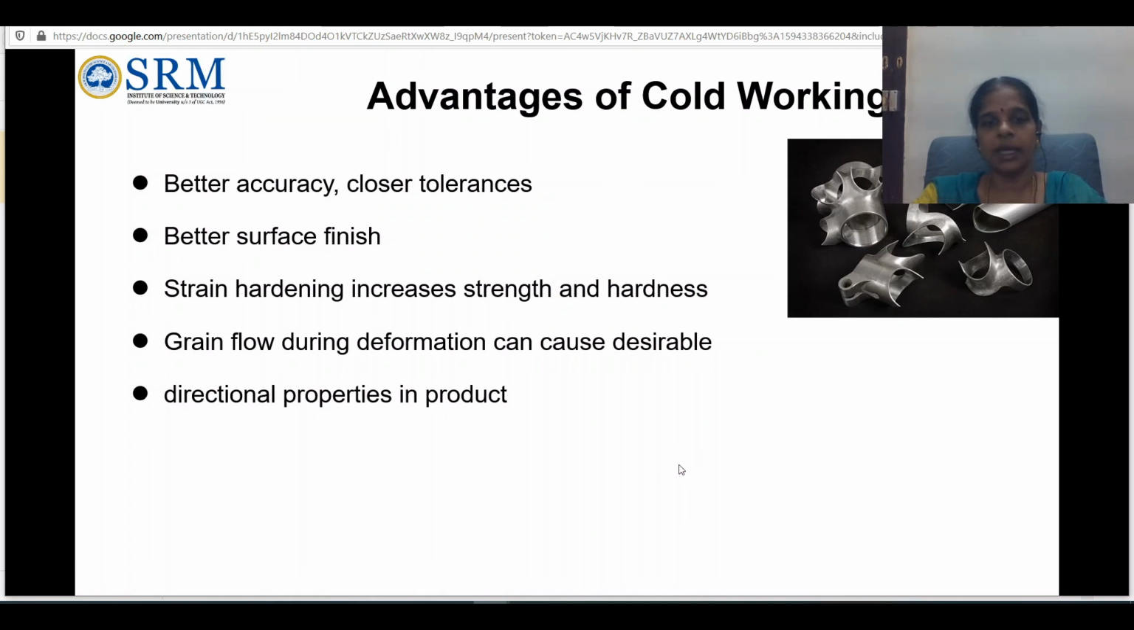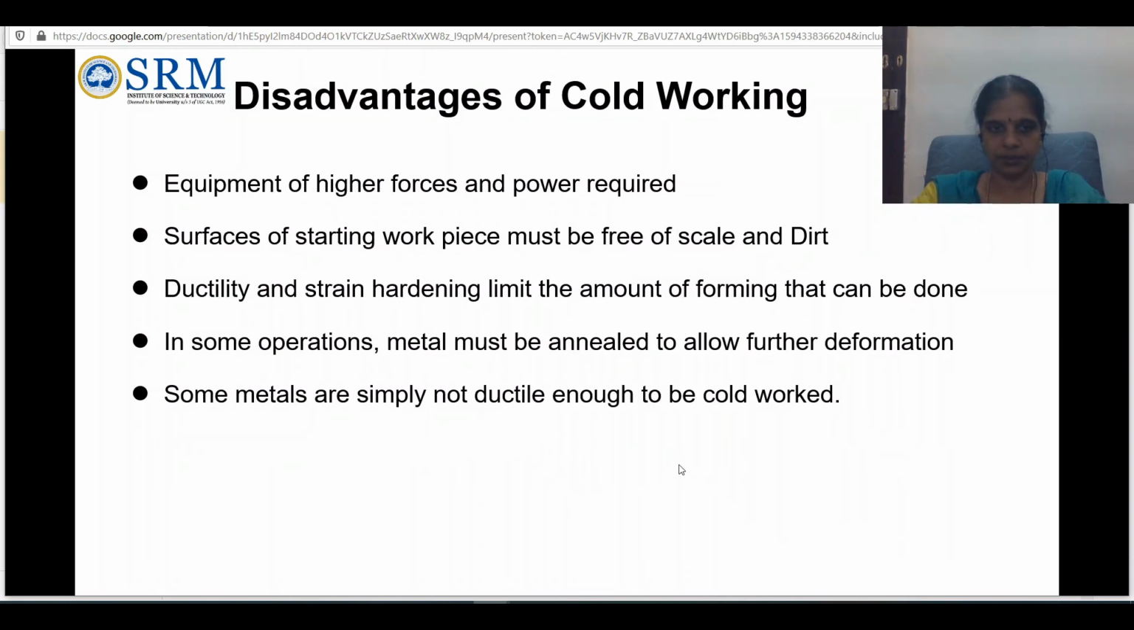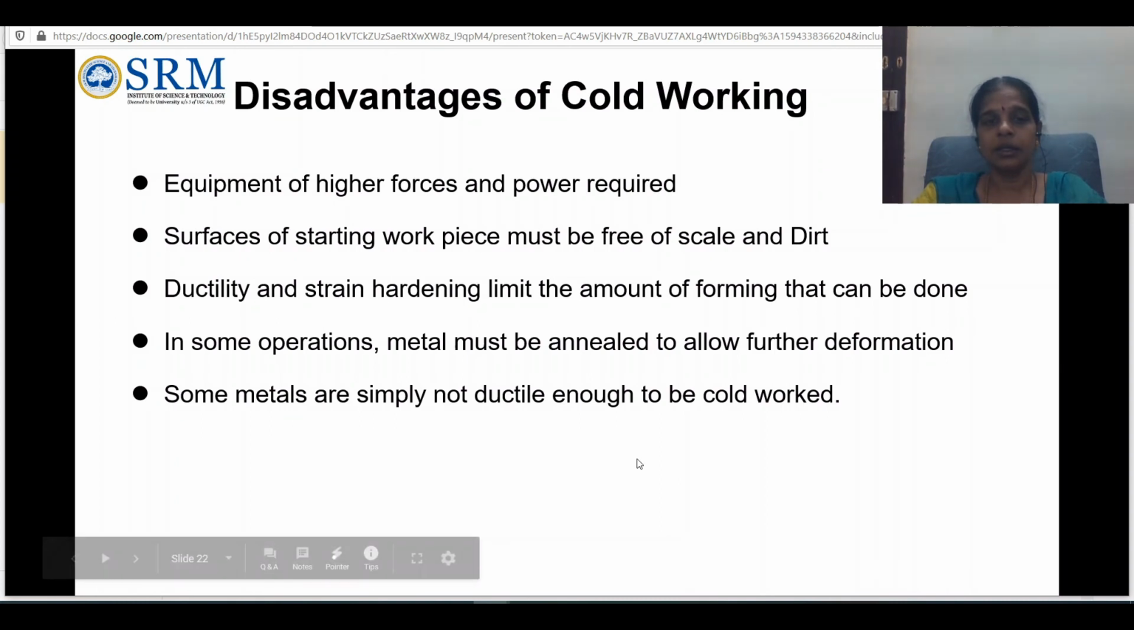And there is always a directional property, and no heating is required, so the energy required to form the metal is less. But what are the drawbacks here? You have to apply heavy force because the ductility is very low at normal temperature. When you heat it, the ductility increases. So you need equipment with higher force and power.